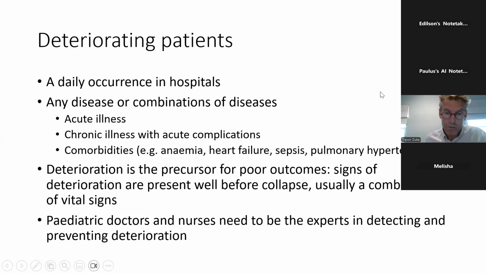And as I said, pediatric doctors and nurses need to be experts in detecting deterioration. And we need to be such experts that we can teach other people how to do it, including medical students and other nursing staff, how to prevent deterioration. And we need to have systems in place that do that.